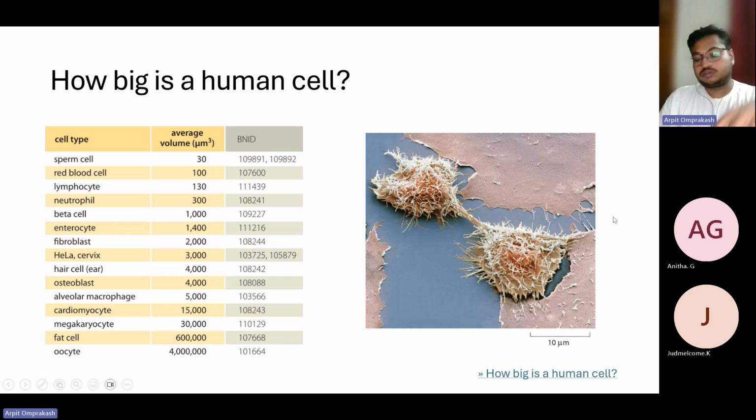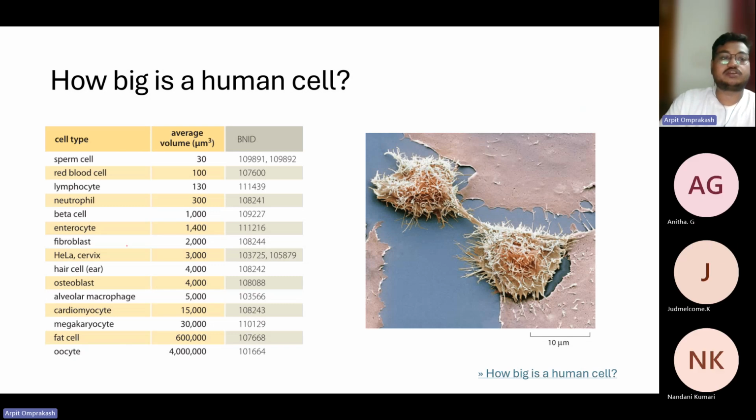Right. So to put things into perspective, we can look at how big a human cell is. Here we have different kinds of human cells and their average volume. For example, the smallest cell that we see is the sperm cell, which is around 30 cubic micrometers in volume, whereas the largest cell that we have is the oocyte, which is around 4 million cubic micrometers. The interesting thing is that both of these fuse to give rise to a zygote, which grows to become a human. And somewhere in the middle, we have the HeLa cell, which is a cancer cell line, used to study cancer.